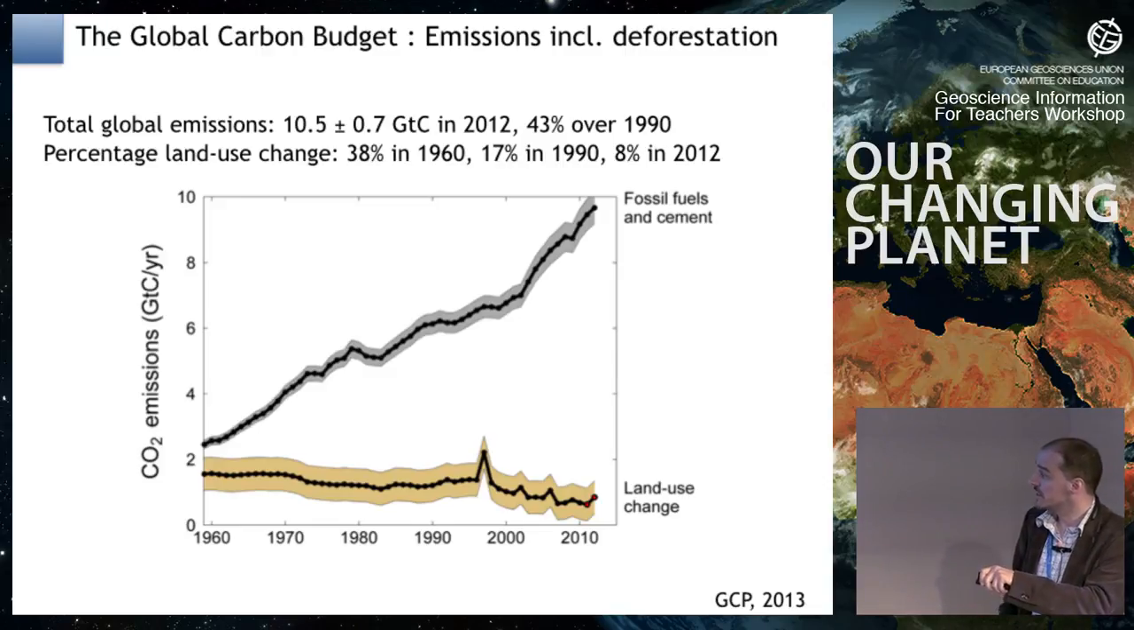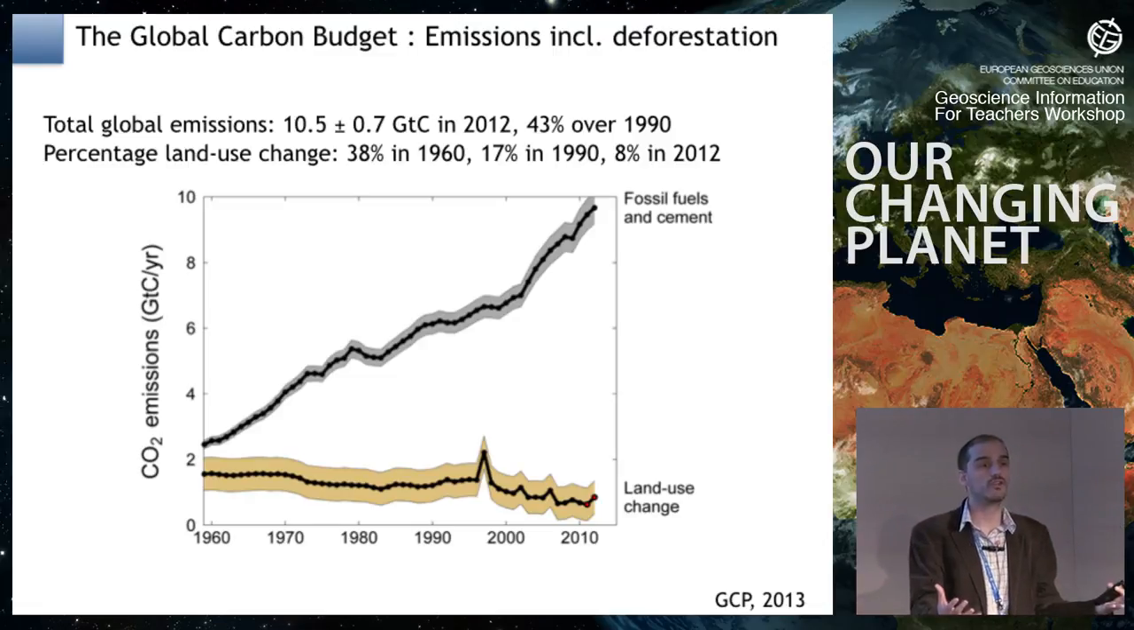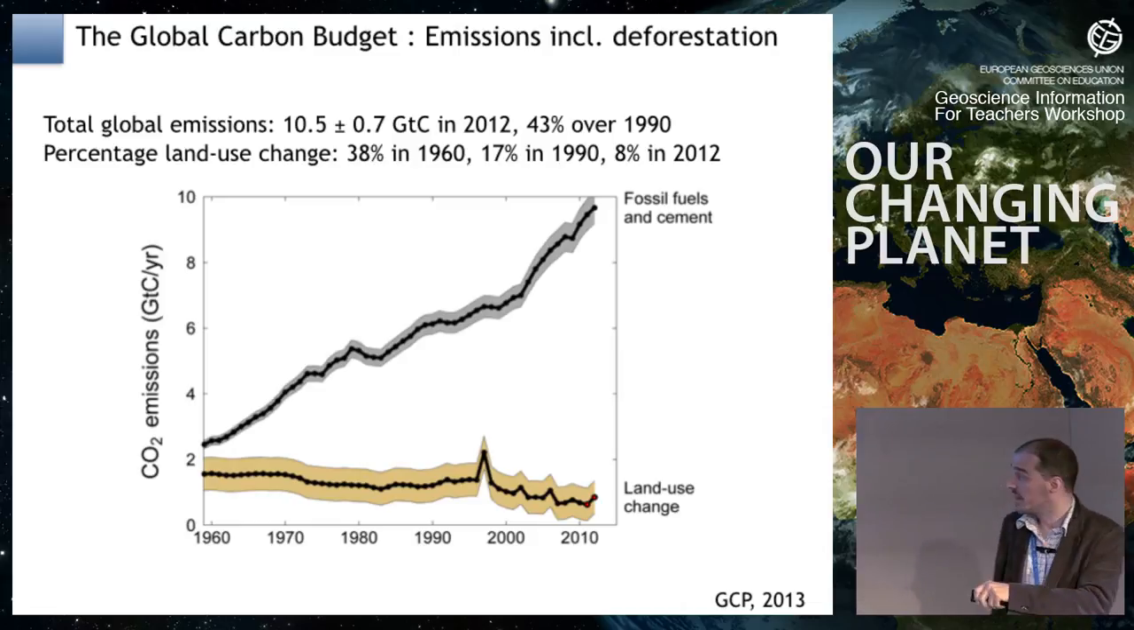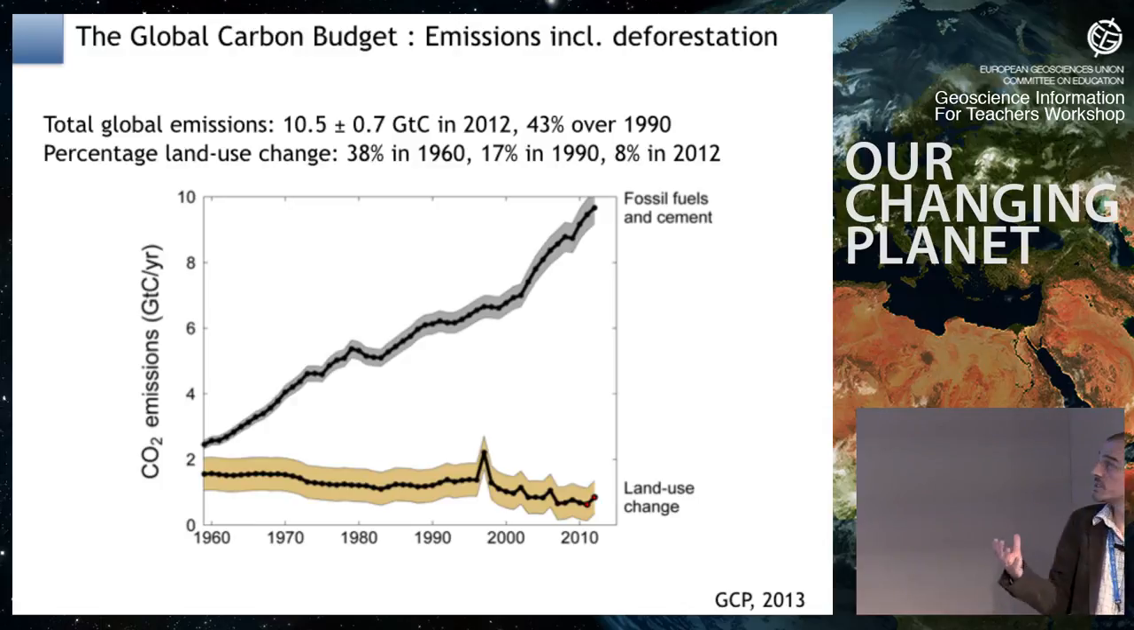And what you see here is that in the beginning of the 60s, these land use estimated carbon emissions were accounting for almost 40% of total human-driven emissions. And they have been decreasing over the past decades. And now they amount to maybe less than one gigaton of carbon per year. So it's less than 10% of the fossil fuel emissions.